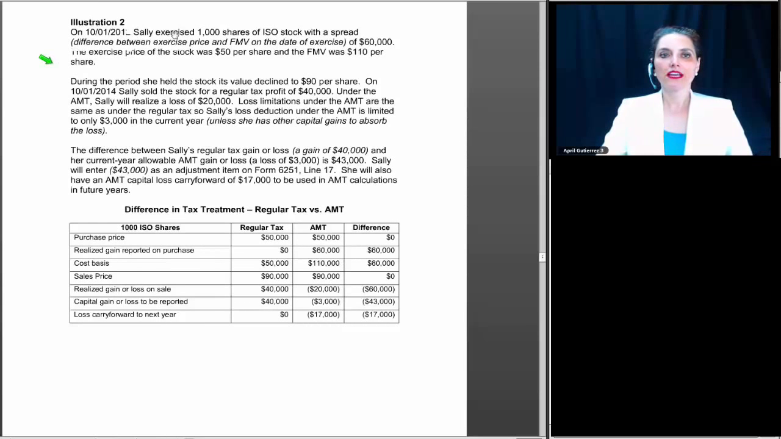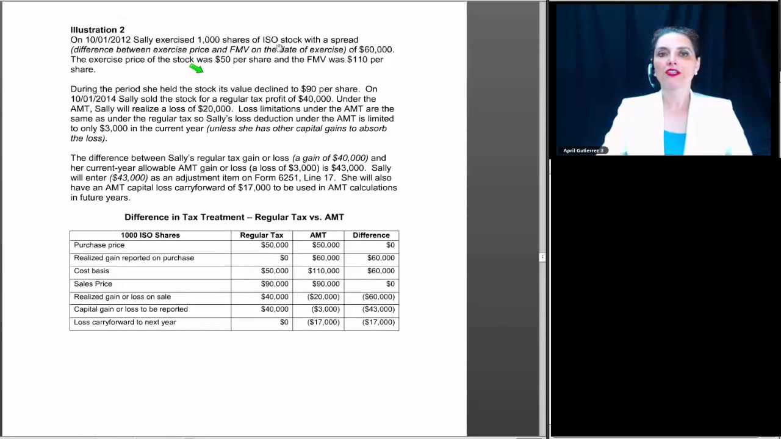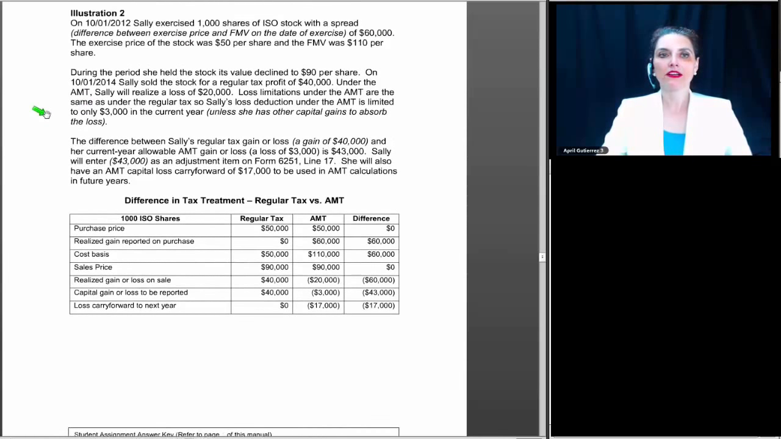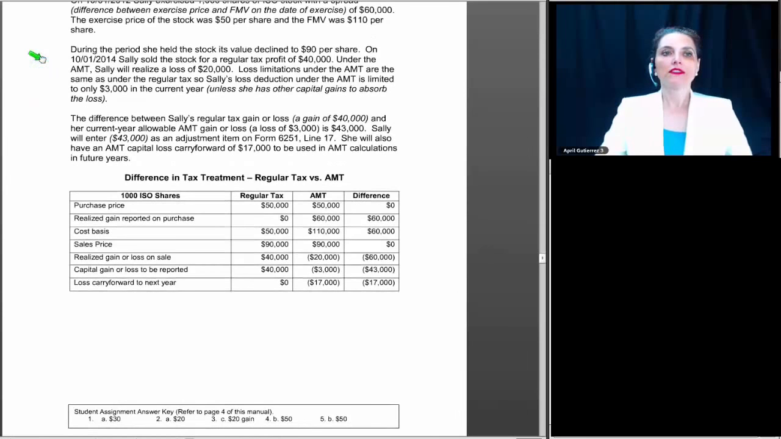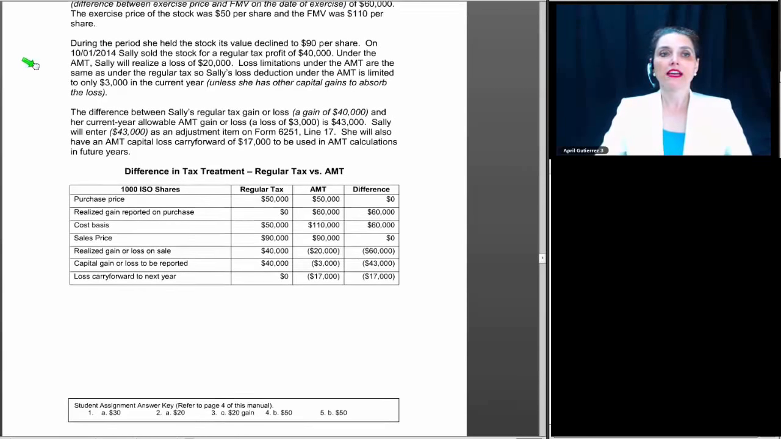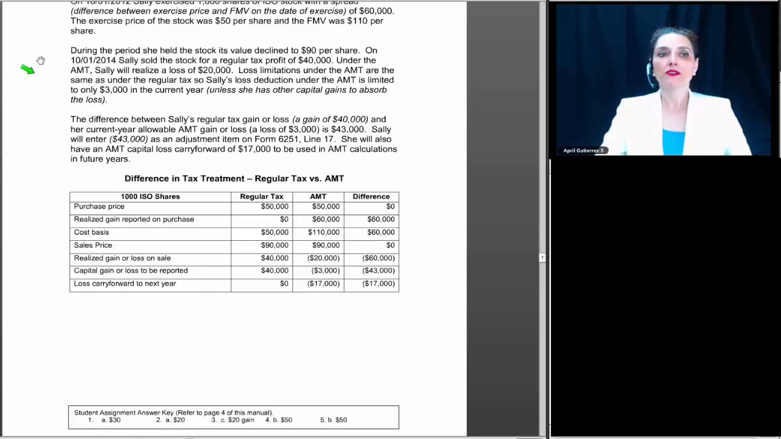So she exercises 1,000 shares that have a spread of $60, and that's why she has to include $60,000 as alternative minimum taxable income in her income in 2012. During the period that she held the stock, its value unfortunately declined. It declined from a high of $110 per share in 2012 down to a low of $90 per share in 2014 when she finally sold.